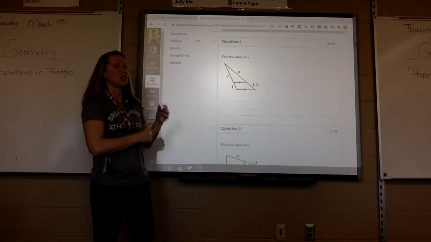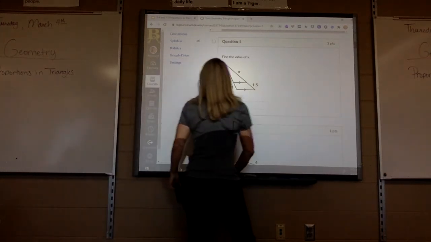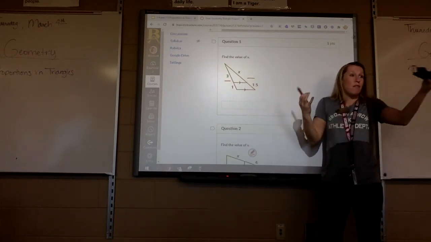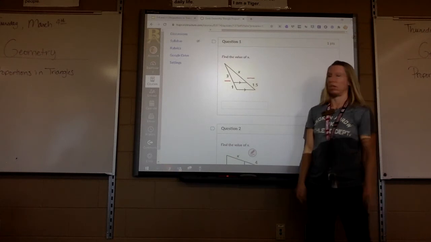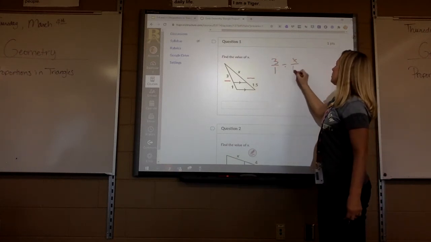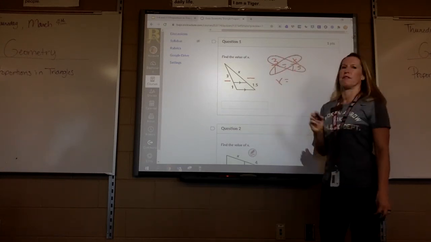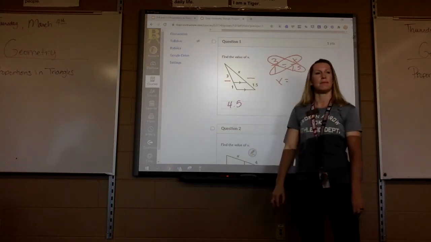Okay, so you're just setting up proportions. How do you see number 1? 3 over 1, x over 1.5, or 3 over x, 1 over 1.5. Either way. So you go top to bottom, left to right. So 1 times x is 1x. What's 3 times 1.5? 4.5. And that would be your answer.